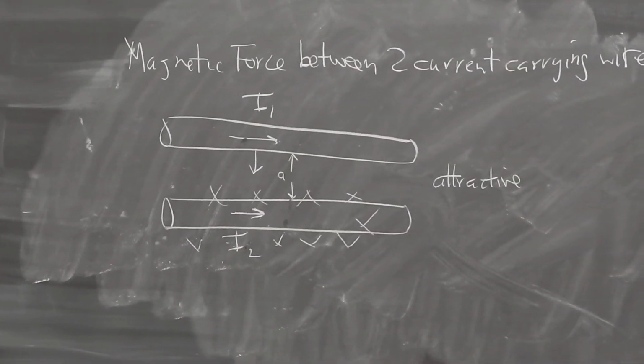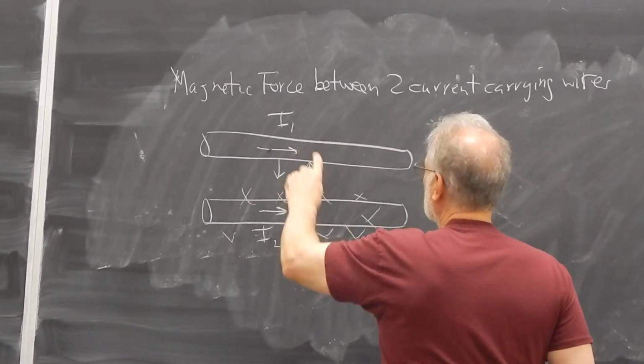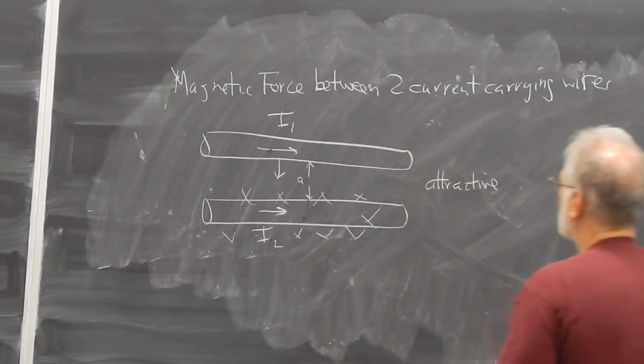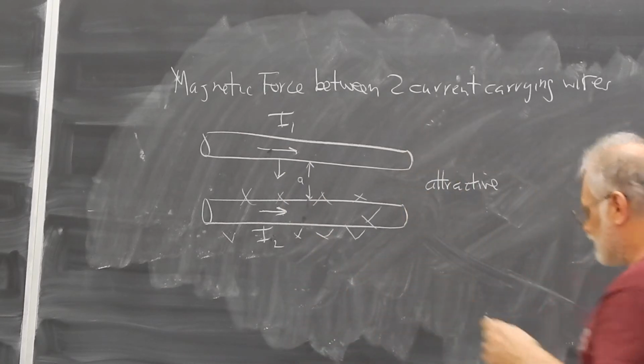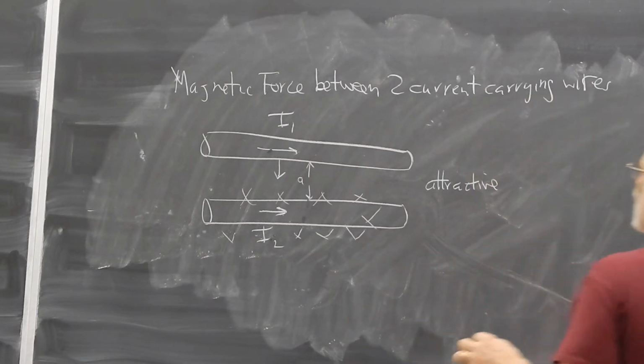On the other hand, if the current of one wire is going opposite the current of the other, then of course it would be repulsive by the same argument. Let's do a little calculation though.